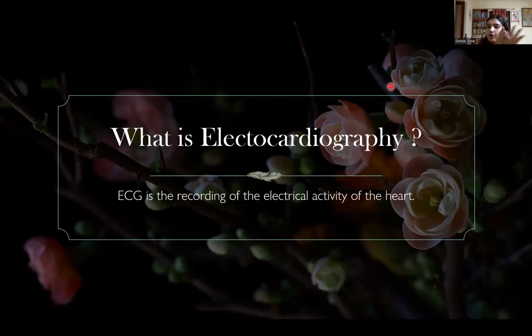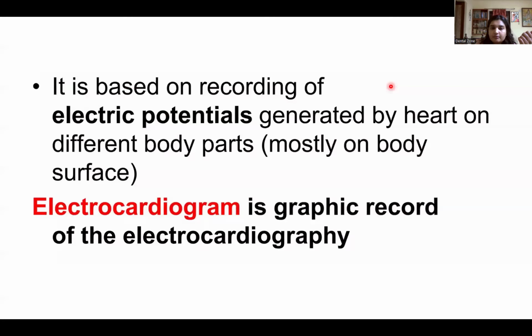Okay, so this was all about the physiology of the heart and how the heart functions. Now we will move on to ECG. ECG is electrocardiography, right? It is based on the recordings of the electric potentials that are generated by the heart on different body parts, mostly on the body's surfaces.